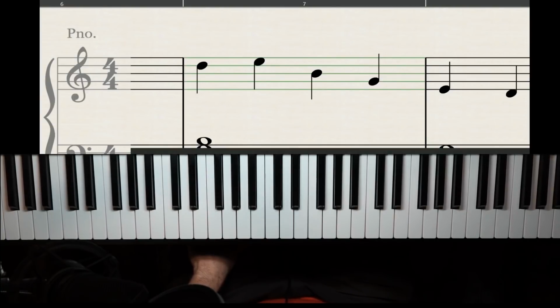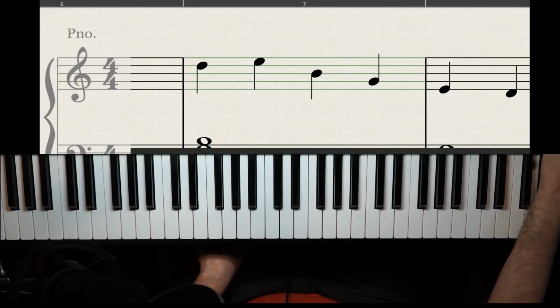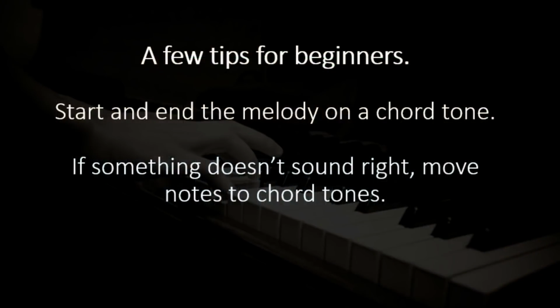Well, I'll show you. If something doesn't sound right, let me get us back here. Hold on a minute. If something doesn't sound right, move notes to chord tones. So if that E didn't sound right, I would just move it to a G, B, or D, whatever the chord is below. Remember, mostly play it safe. You can be a little bit artistic if you want, especially after you have the melody written and you know it sounds good. Then you can experiment around, see what sounds good, but stick to the basic rules first.